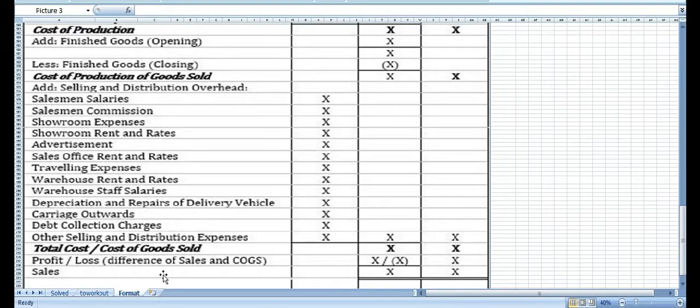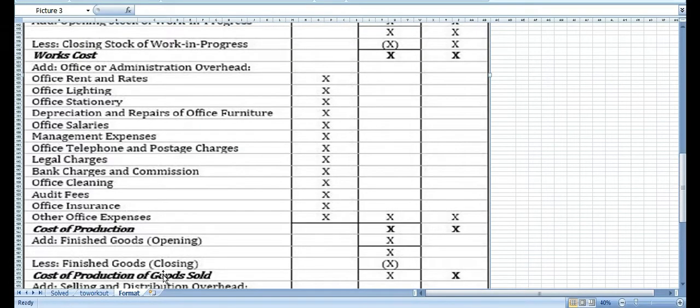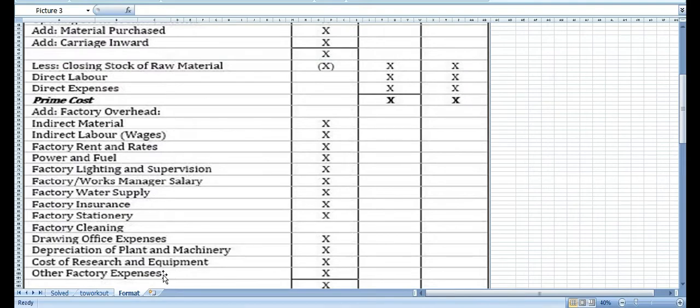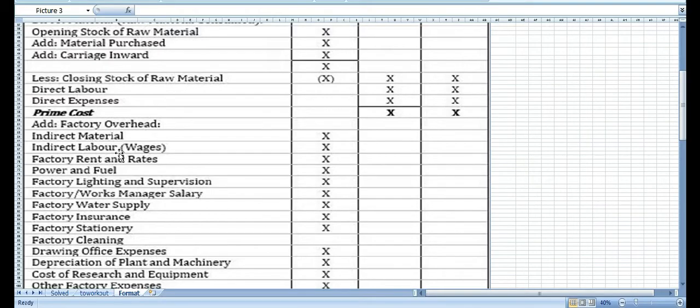So the format is quite expensive and complex, because for every overhead we have to understand what items will be available under that particular overhead, and then we have to calculate the cost based on it. So we should understand what the factory overhead items available are.